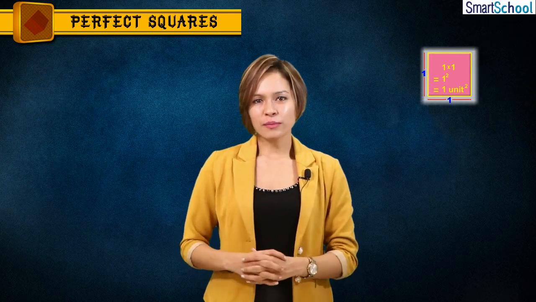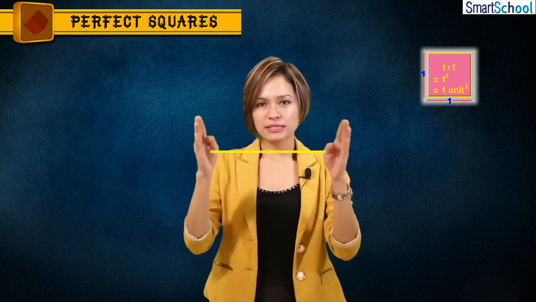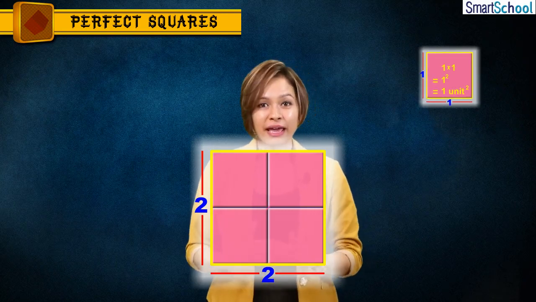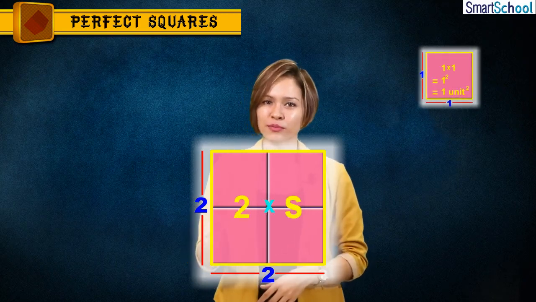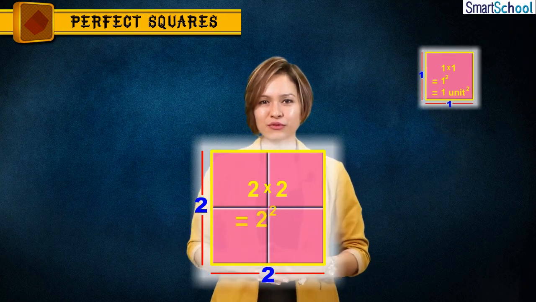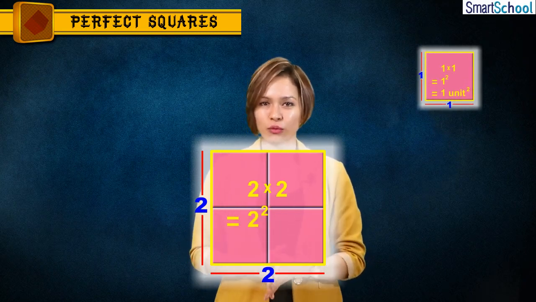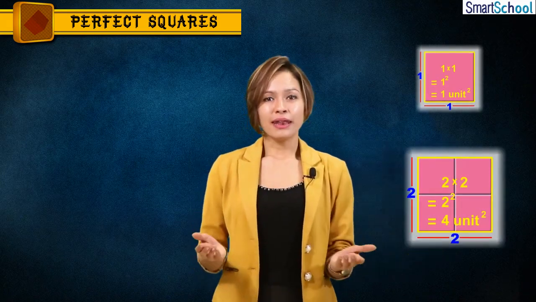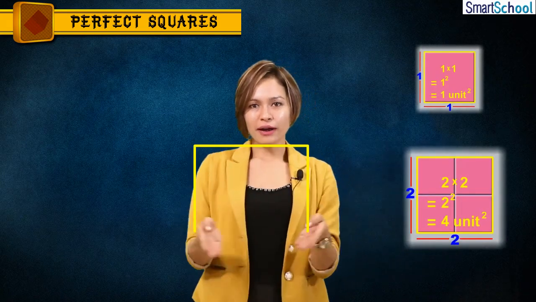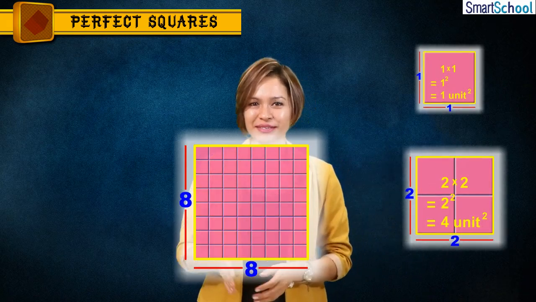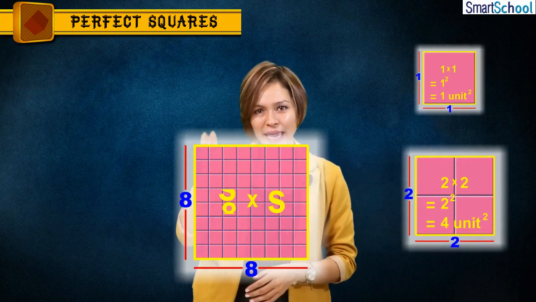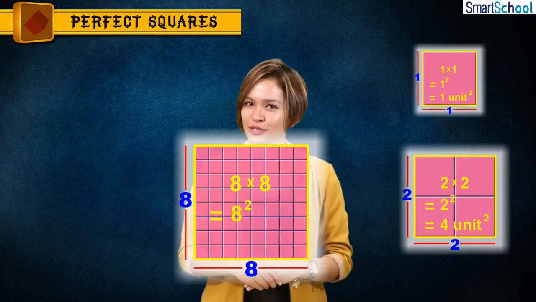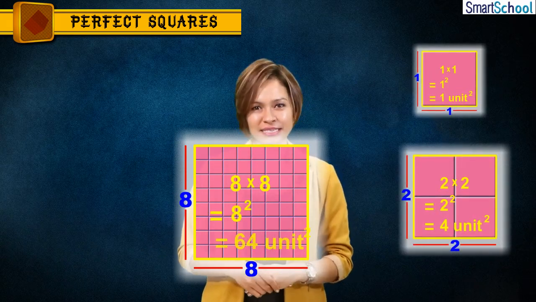Now, what will be the area of a square with side 2 unit? Yes, area is equal to 2 multiplied by 2. That is equal to 2 square, which is 4 unit square. Now, what about a square with side 8 unit? Area will be 8 multiplied by 8. That is equal to 8 square, which is 64.